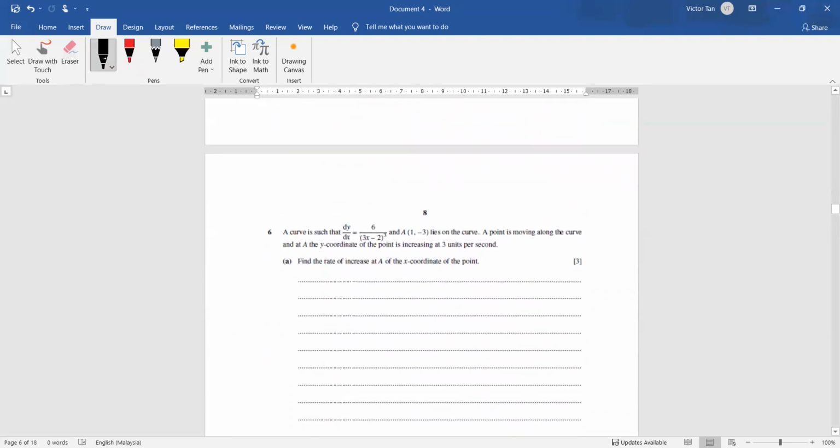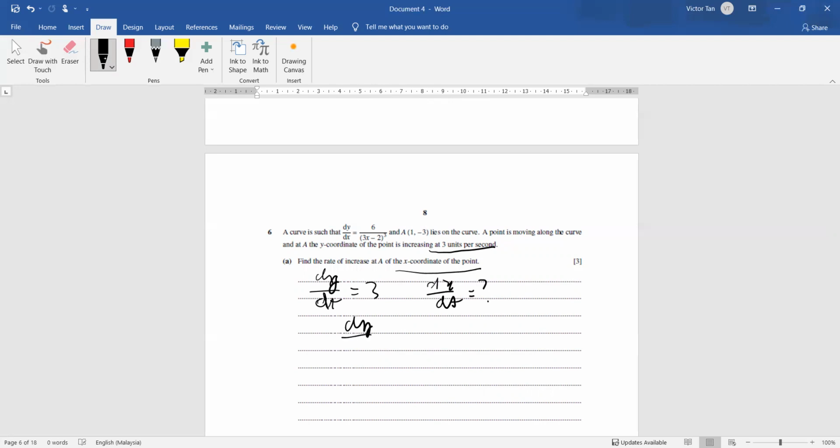Question 6. A curve is such that dy/dx equals 6 over (3x minus 2) cubed, and A lies on the curve. A point is moving along the curve, and at A, the y-coordinate of the point is increasing at 3 units per second. So this will give you dy/dt equals 3. And the rate of increase of the x-coordinate of the point, so they ask you to find dx/dt.